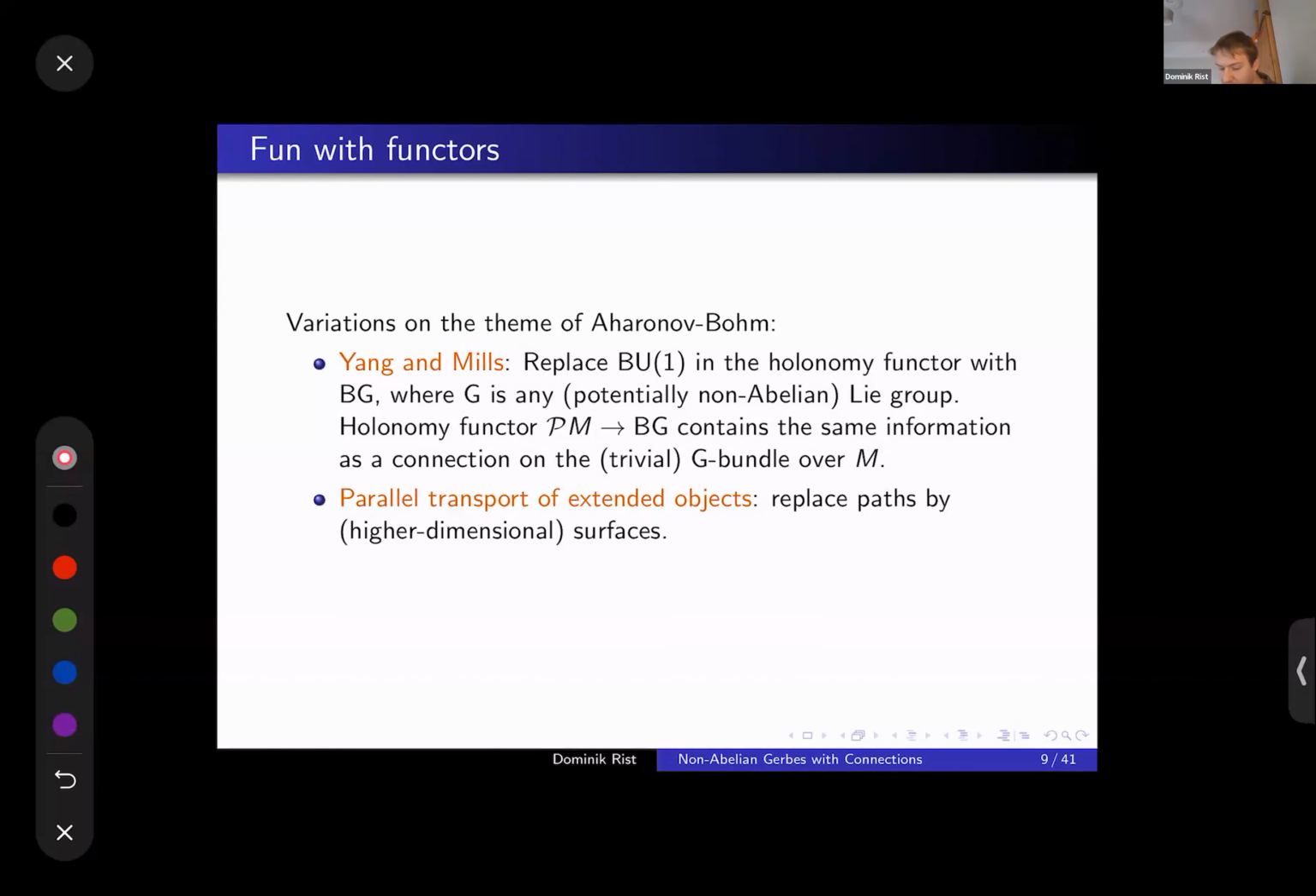The other variation is when you try to parallel transport extended objects. So instead of considering how a particle wave function is affected by an electromagnetic field, you might consider how a string wave function is affected by some background field, the background Kalb-Ramond B-field, when you transport the string in your spacetime. So you would be interested in higher parallel transport, or parallel transport of a higher-dimensional surface. It doesn't have to be just a string, it can be a membrane or something higher-dimensional.